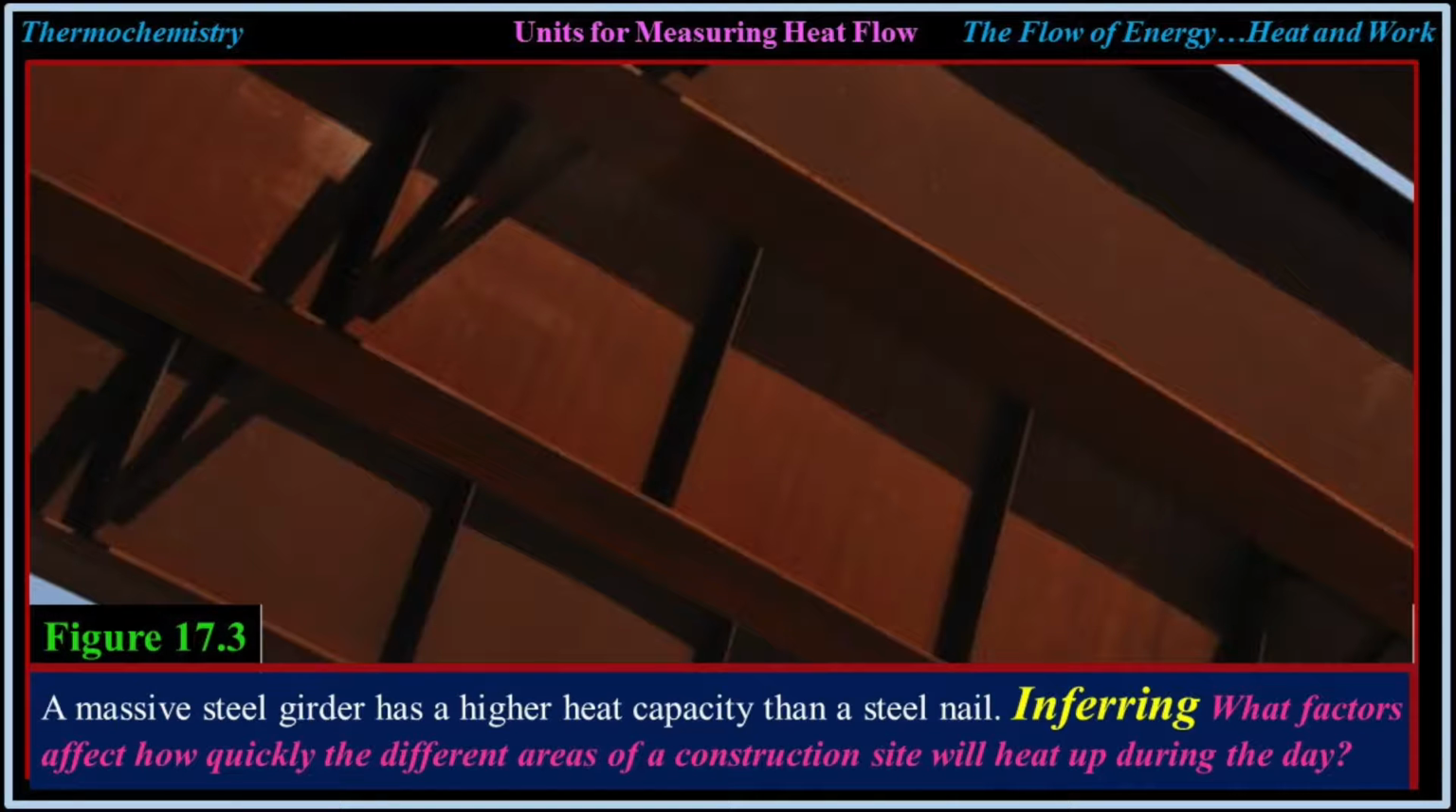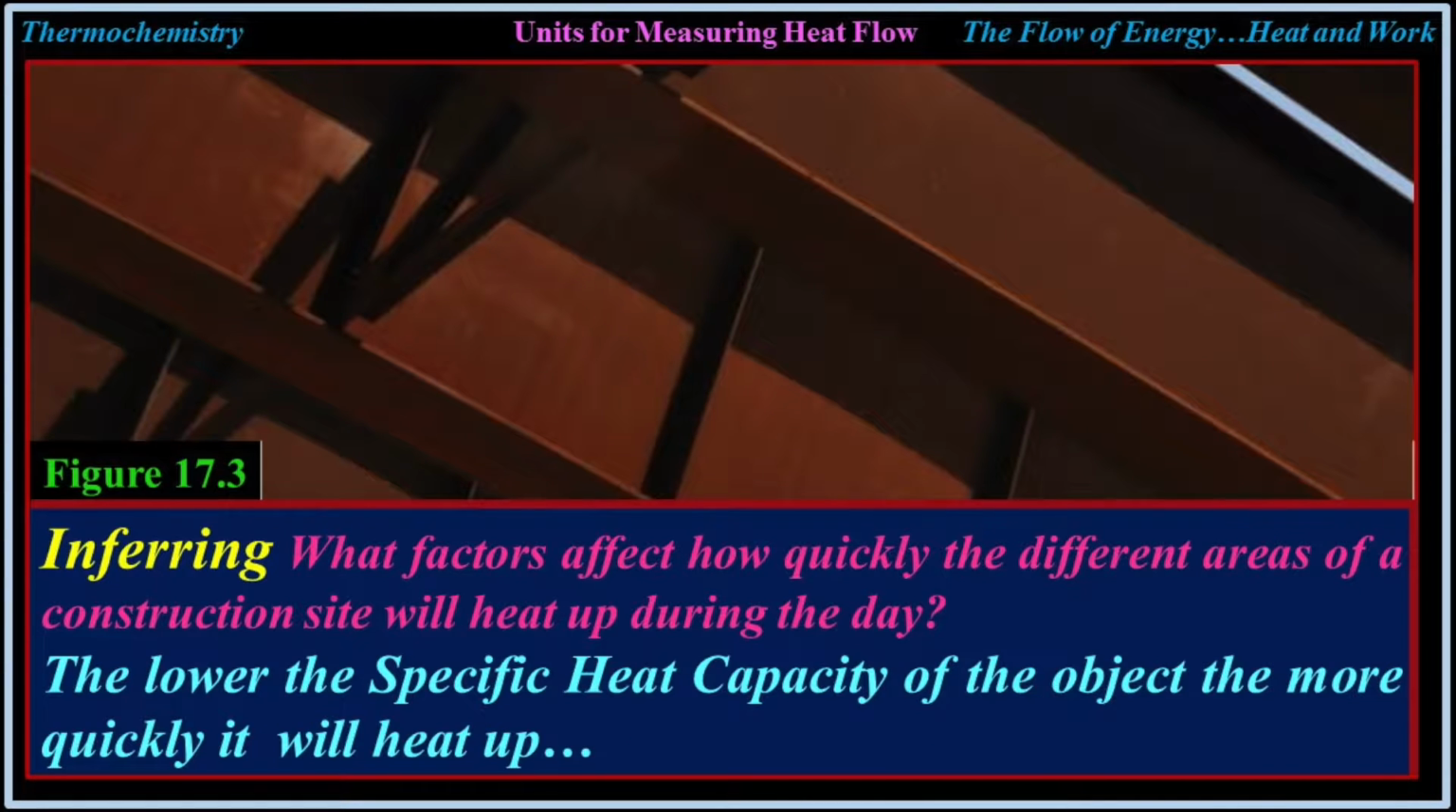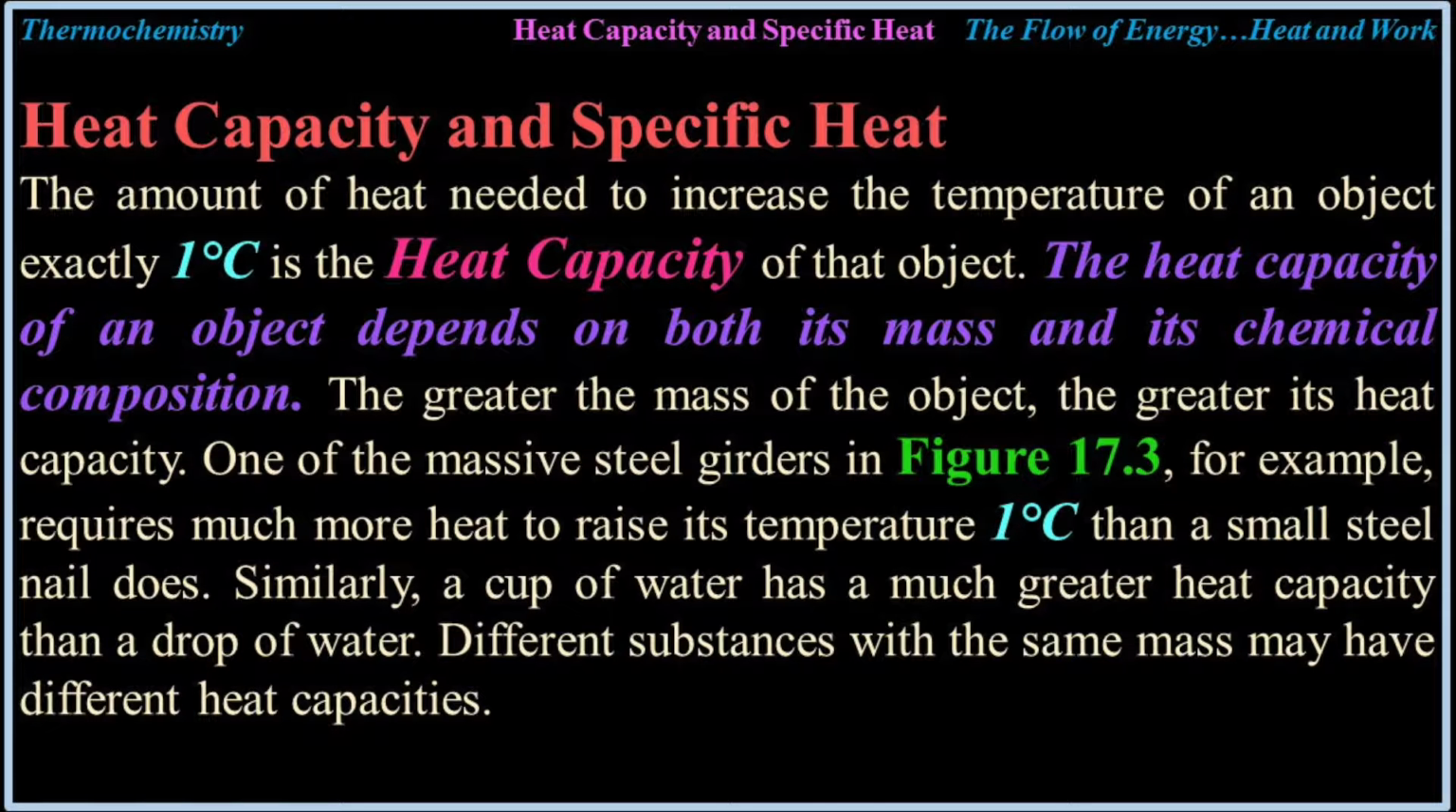A massive steel girder has a higher heat capacity than a steel nail. Inferring, what factors affect how quickly the different areas of a construction site will heat up during the day? The lower the specific heat capacity of an object, the more quickly it will heat up. Also, obviously, color has something to do with it. The darker colored objects will heat up more quickly than the more neutral or lighter colored objects.